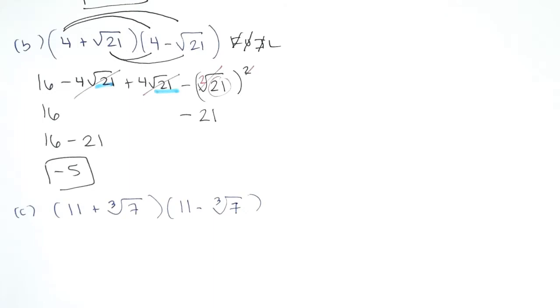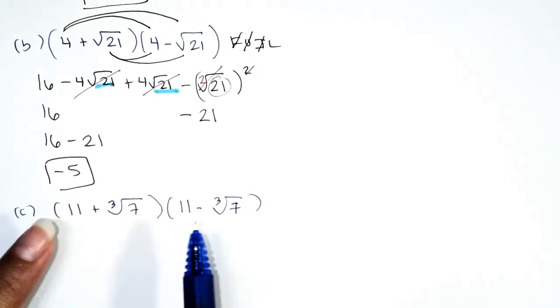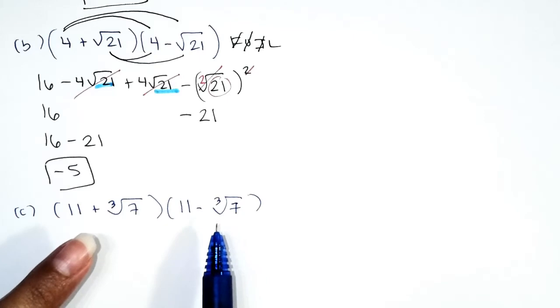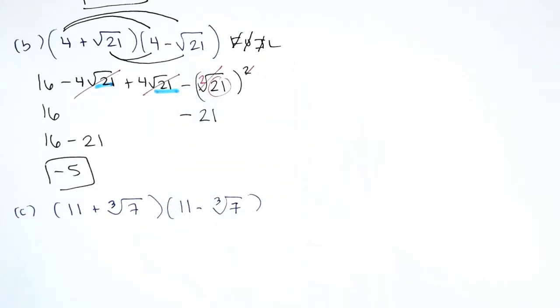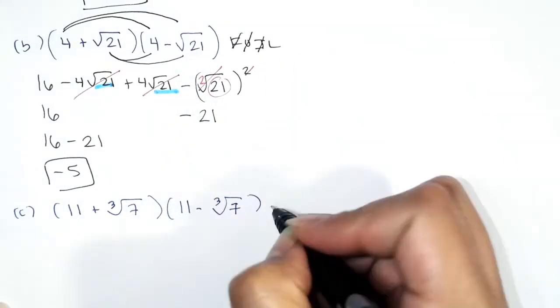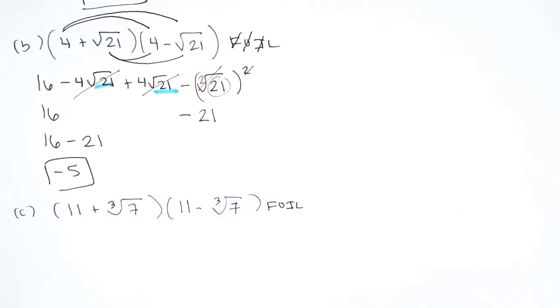Up next we have 11 plus the cube root of 7 times 11 minus cube root of 7. Once again, we have product of conjugates, copy opposites. So you can take the multiplication shortcut with difference of squares, or you know the drill. We're just going to FOIL everything out. Hopefully I don't make an arithmetic mistake.